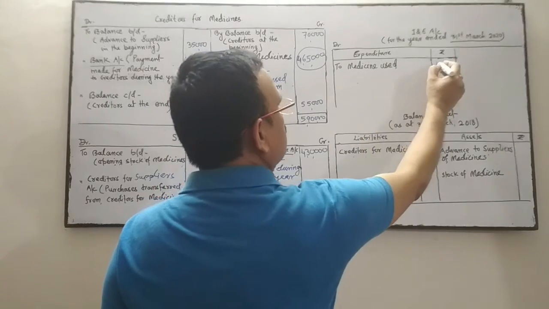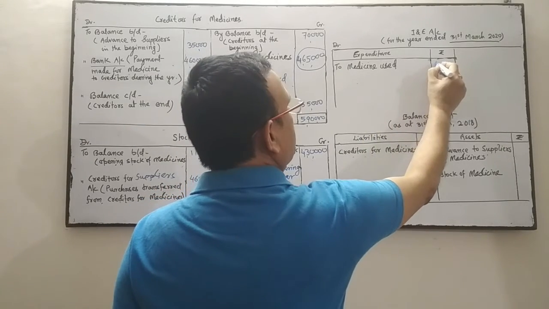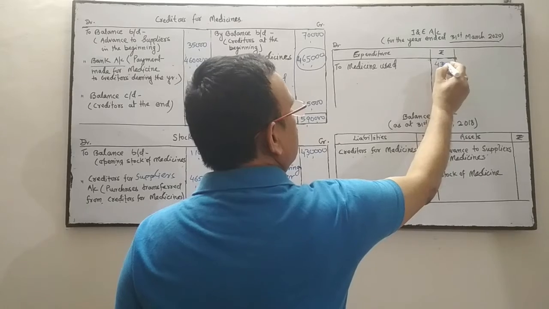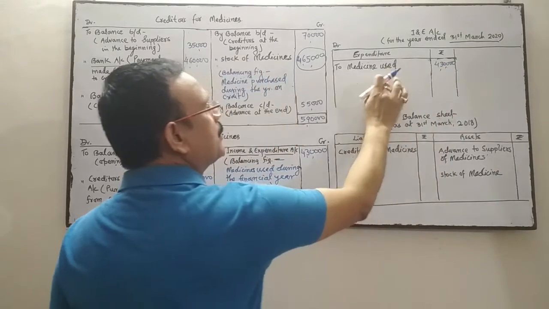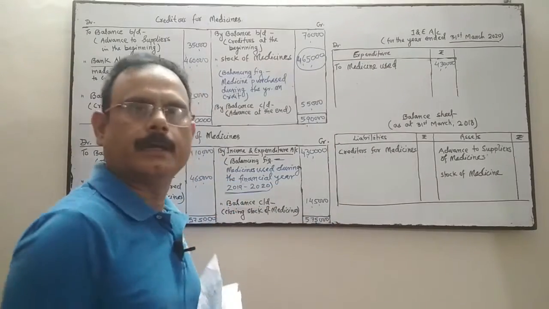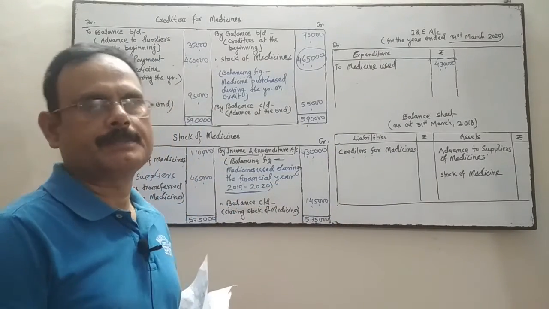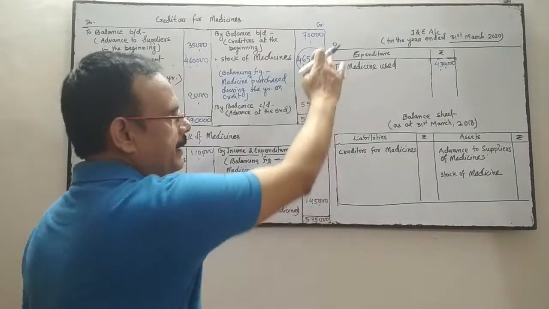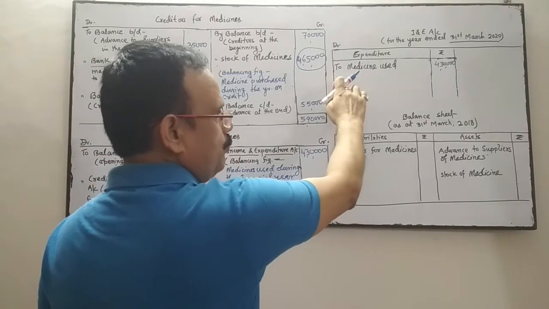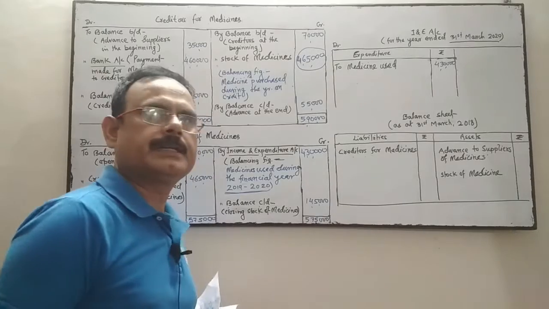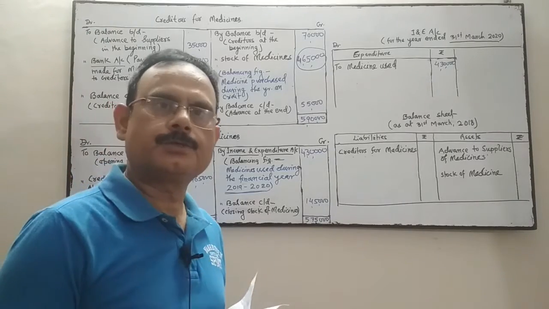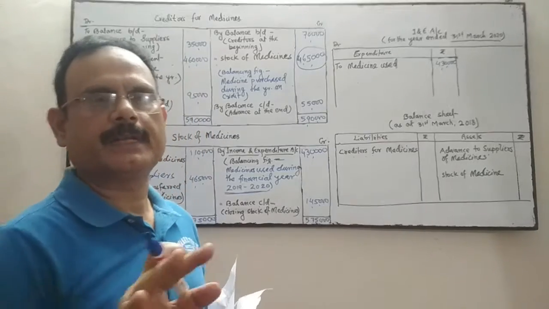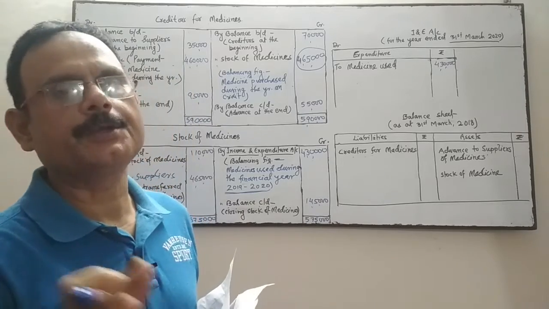So medicine used is 4,30,000. We will write it on the debit side of the income and expenditure account, under the expenditure column: To medicine consumed. This much medicine the hospital has used or consumed during the financial year 2019-20.